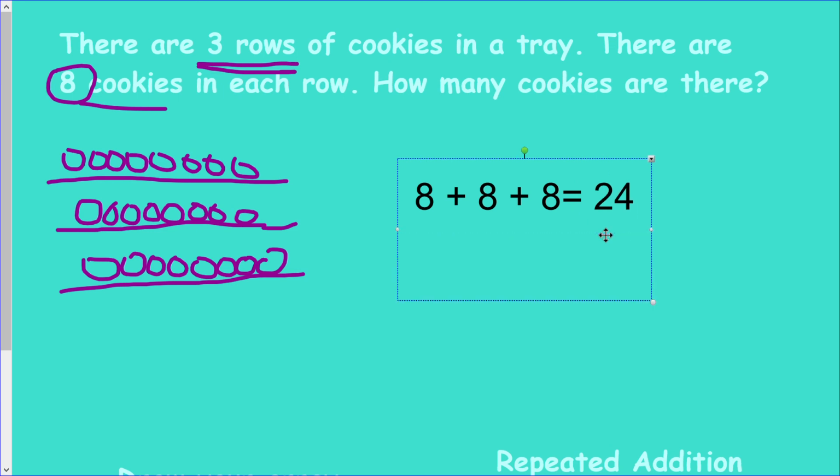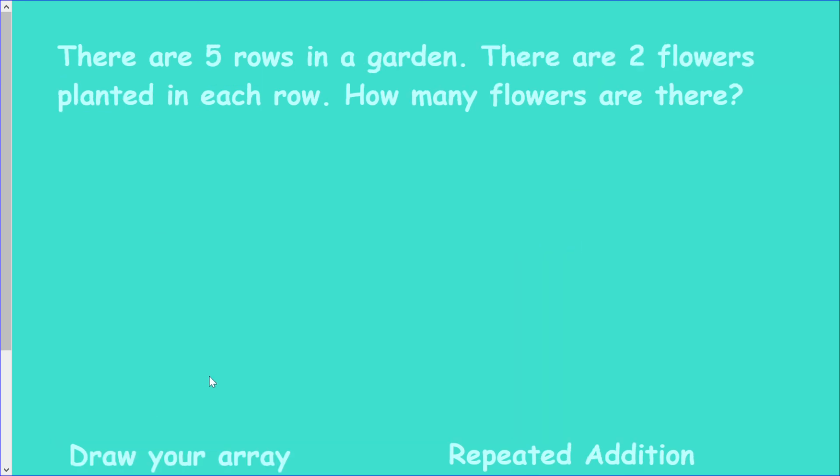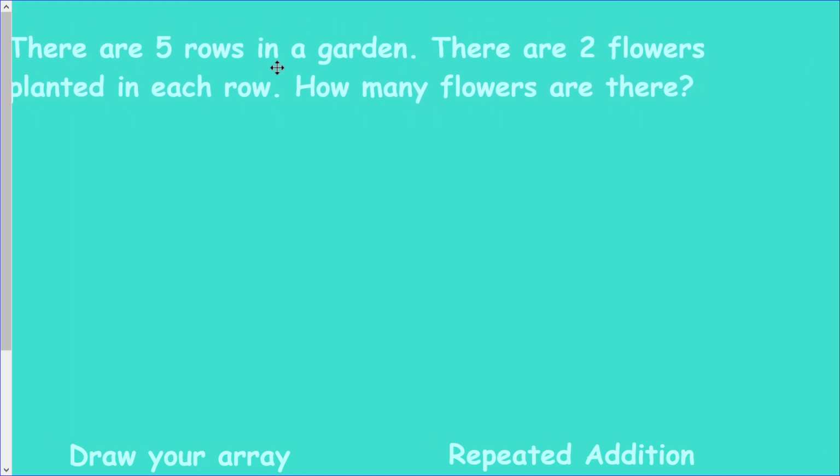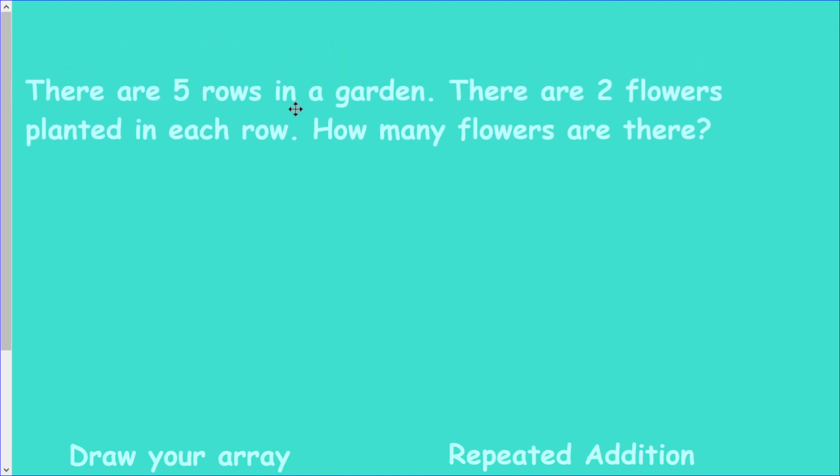So now we're going to make our multiplication sentence. How many 8s do you have? How many rows do you have? You have 3. What number did we repeat? What number is in each row? It was 8, and our total is 24. 24 cookies. All right, this time we have 5 rows in a garden. There are 2 flowers planted in each row.